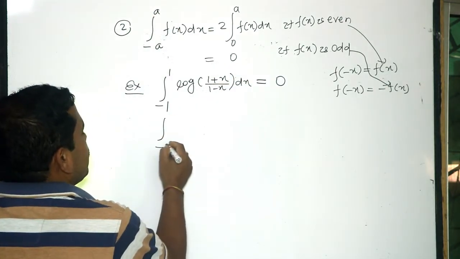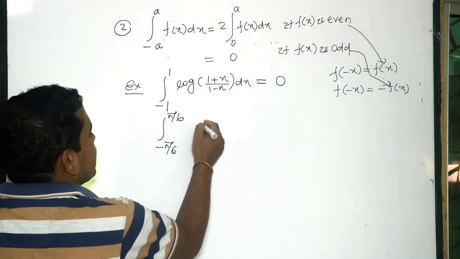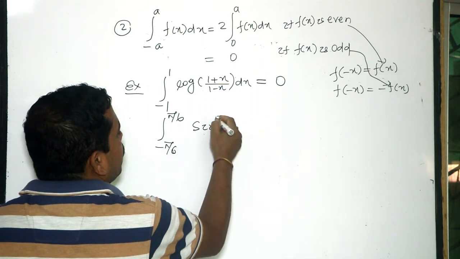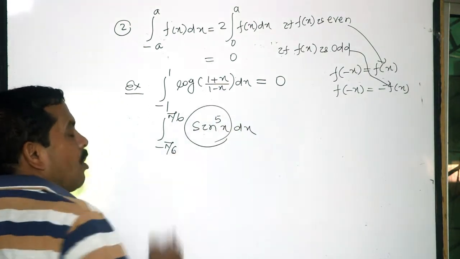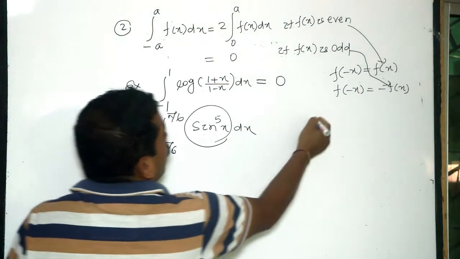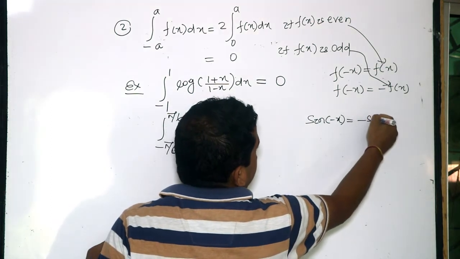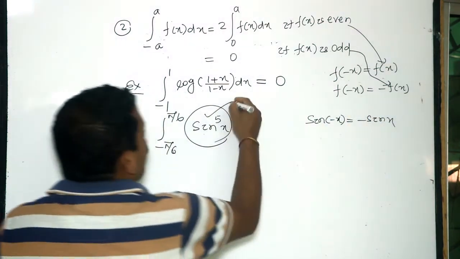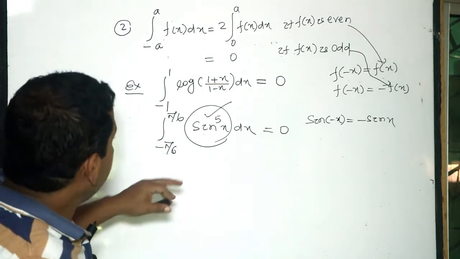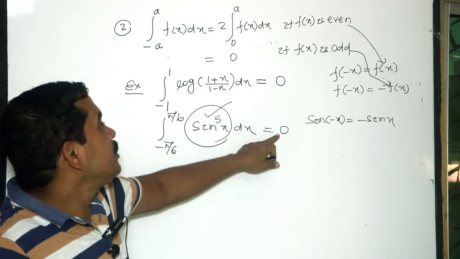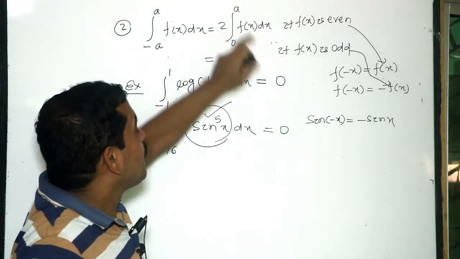Suppose the integral is from minus pi by 6 to plus pi by 6 of sin 5x dx. As we know, this is an odd function because sin of minus x is minus sin x. So it is an odd function, so its value is 0. So when it is an odd function, it will be 0. And if it is an even function, then we look to the first property.